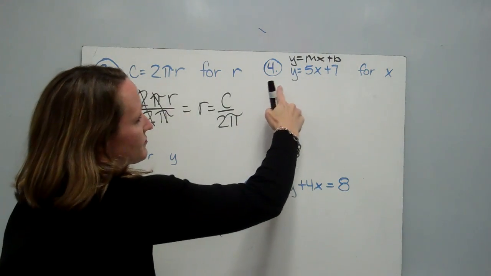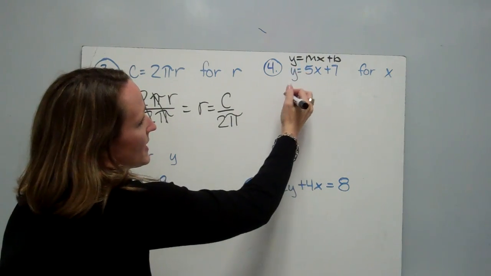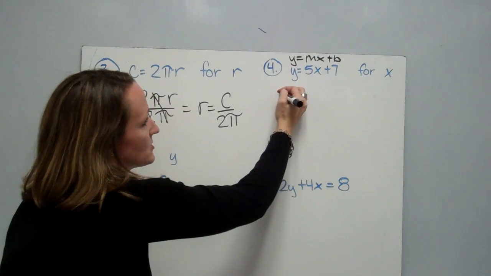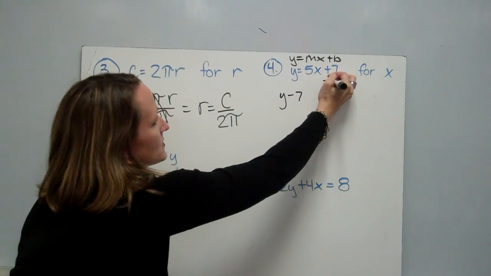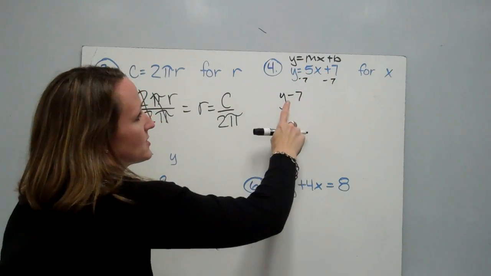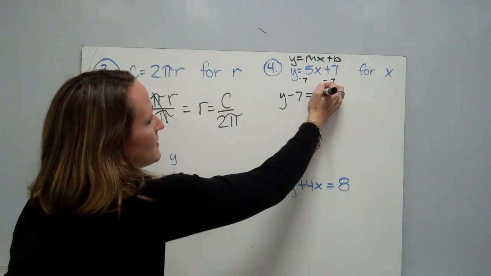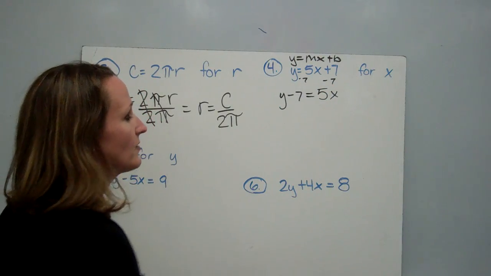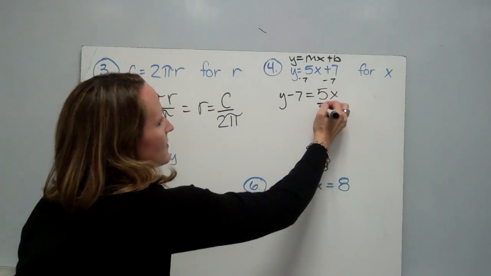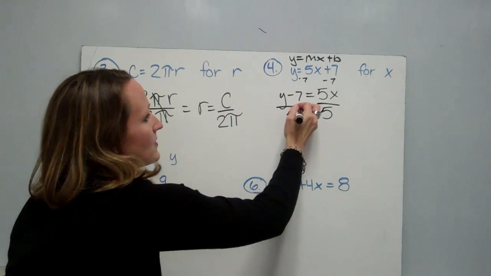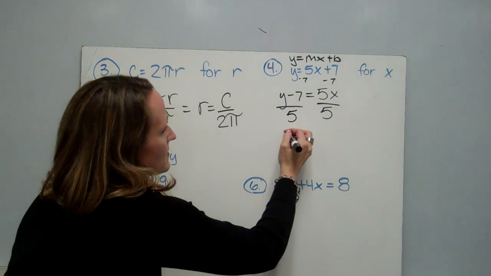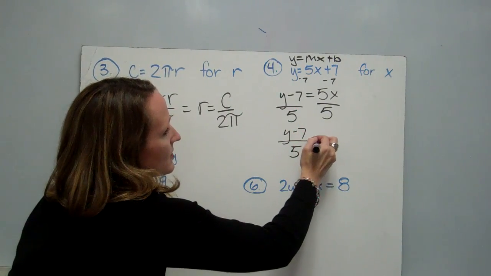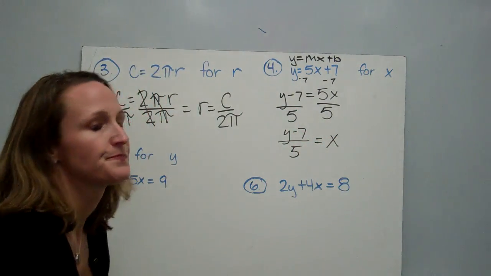So, you want to go backwards until x is alone. So the first thing we're going to do is get rid of this plus 7. So you know, to get rid of that, I subtract 7 from both sides. So I get y minus 7. It still equals 5x. So now from here, I have to divide by 5. So when we get done, we learn that this becomes y minus 7 over 5 equals x.